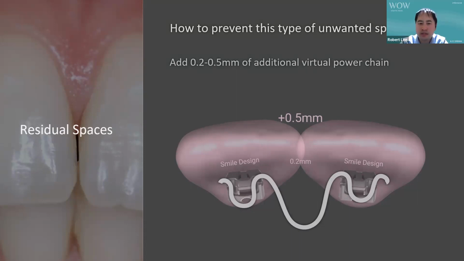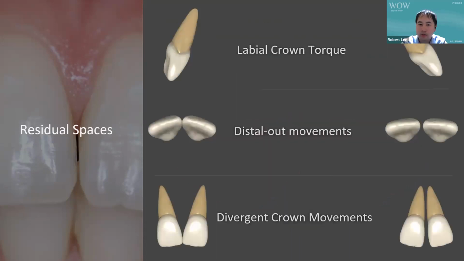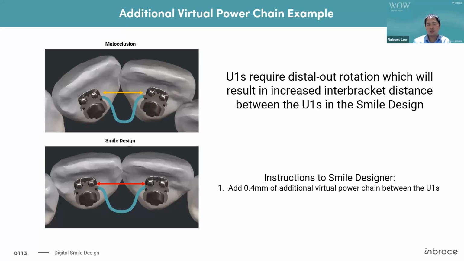So the way to do this is you add some additional virtual power chain. You overlap the interproximal contact a little bit more, so you can make that IP loop narrower to add more closing loop strength. The way to visualize this is you have to imagine where the brackets are, and are the brackets moving further apart by that distal out rotation? And if they are, then you should be adding additional virtual power chain. So in the initial submission, I always add it between the upper ones and between upper 1 and 2. So upper 2 to 2.